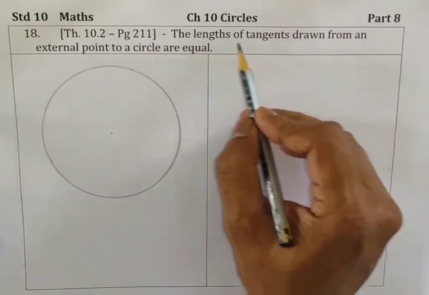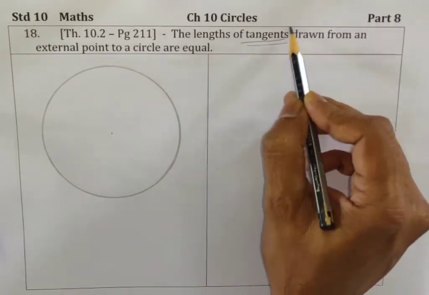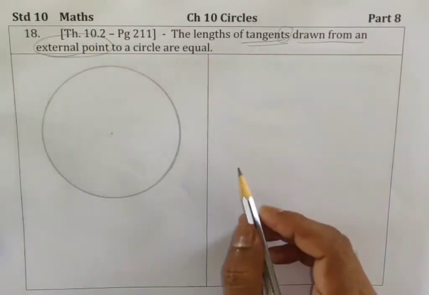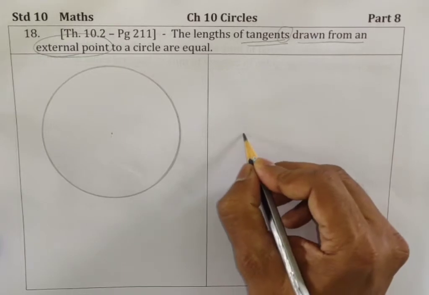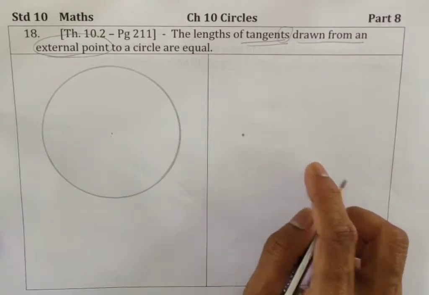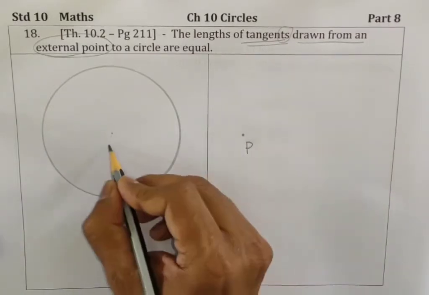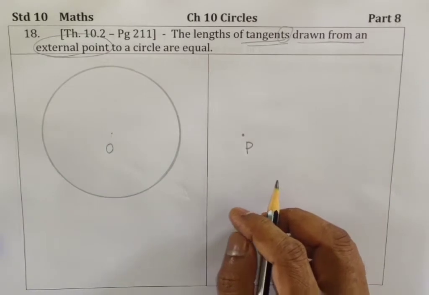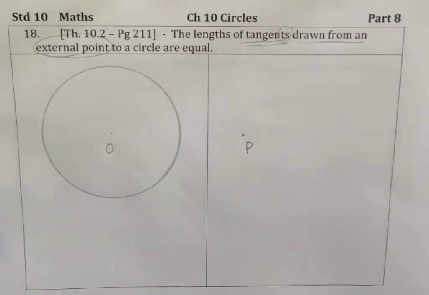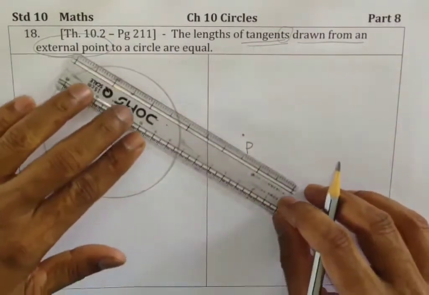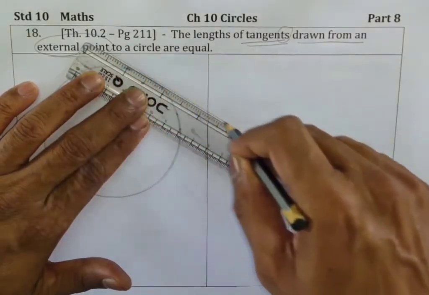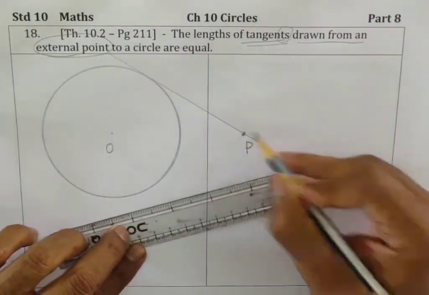The lengths of tangents, see, tangents, more than one, drawn from an external point. Yes, the point is outside. Suppose this is the circle and this point is outside the circle. Let's say P is the point and O is the center. Then the lengths of the tangents drawn from this point to the circle are equal. Acha, let's draw the tangents. Children, how many tangents are possible to draw from a point in the external? 2, correct? Here is the point.